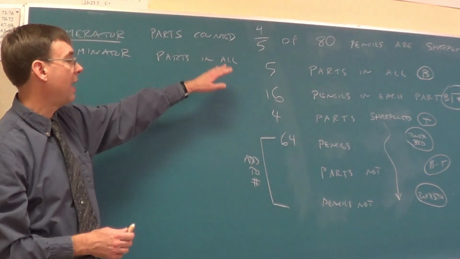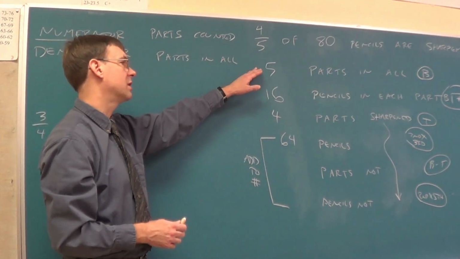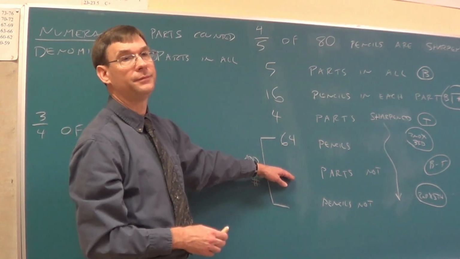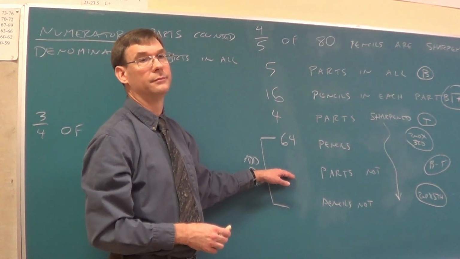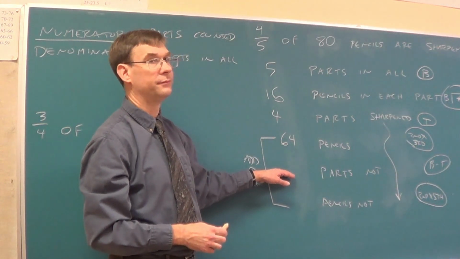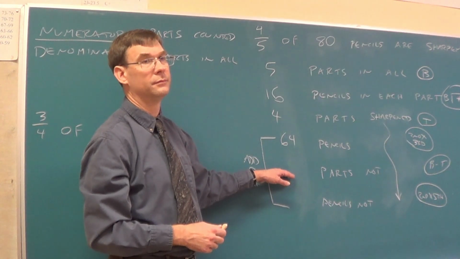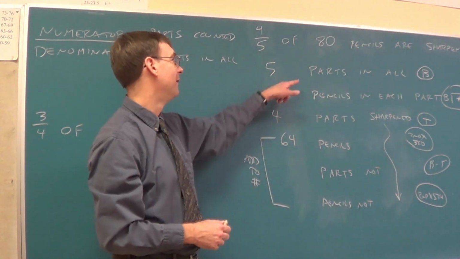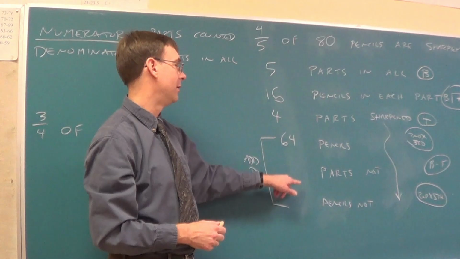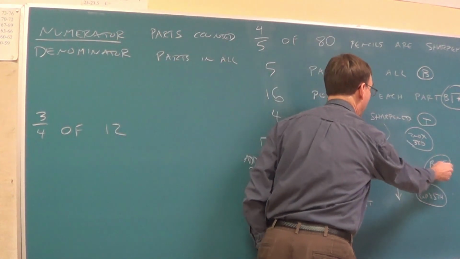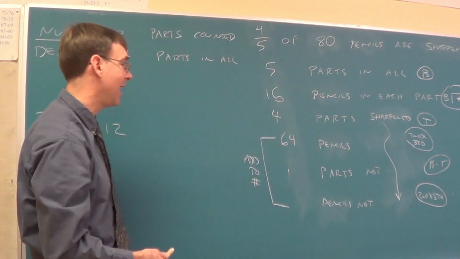Parts. Parts, we're looking at the fraction again. So there were 5 parts in all. There were 4 of them that got sharpened. So who didn't get sharpened? Parts not. It's 5 parts in all. There's 4 of them that got sharpened. So how many didn't? 1. We just need to take the bottom minus the top. There'd be 1 part left out.